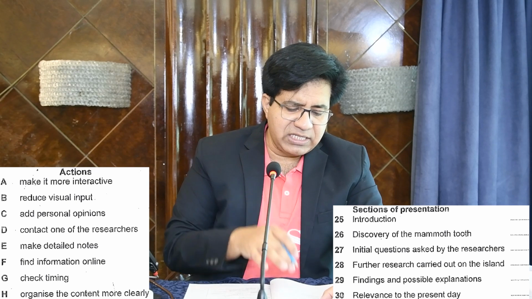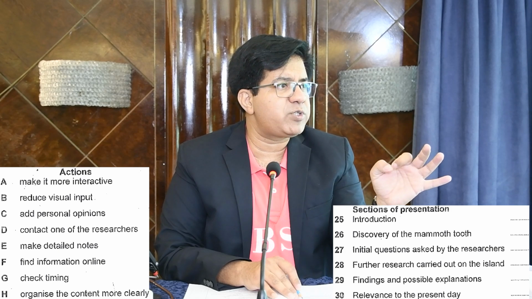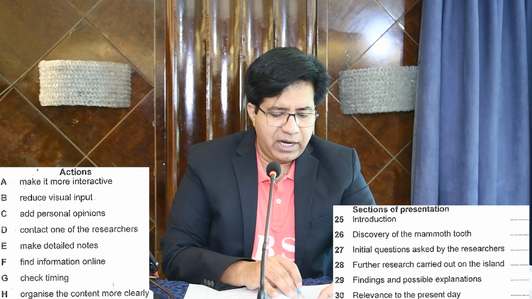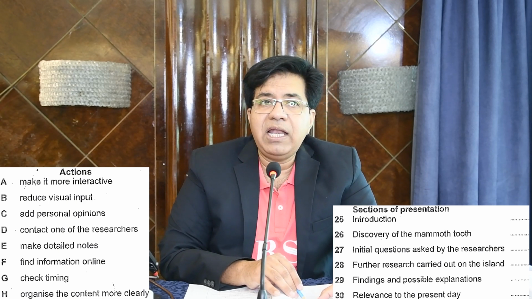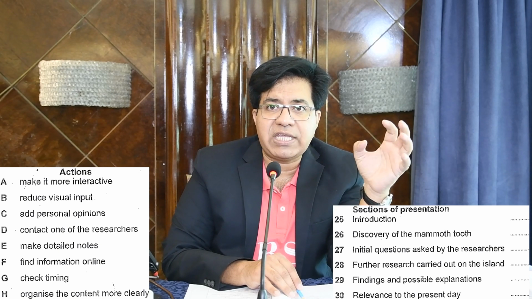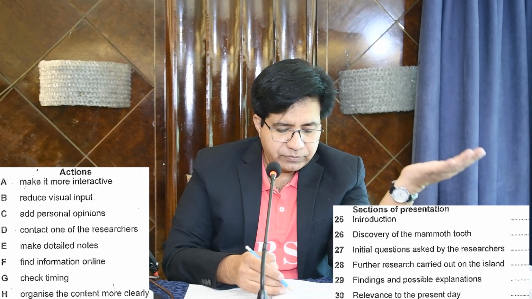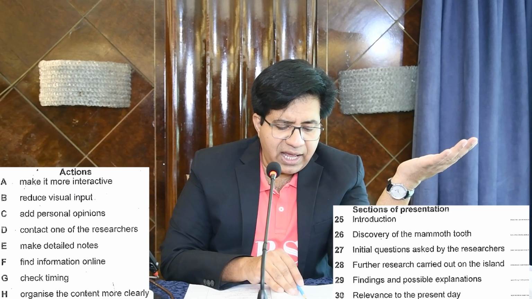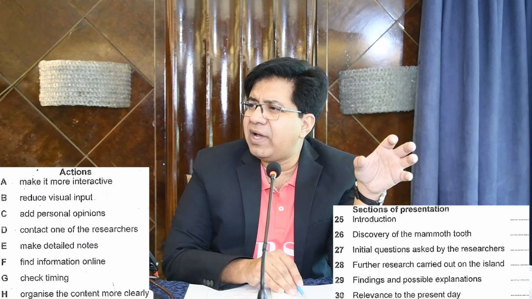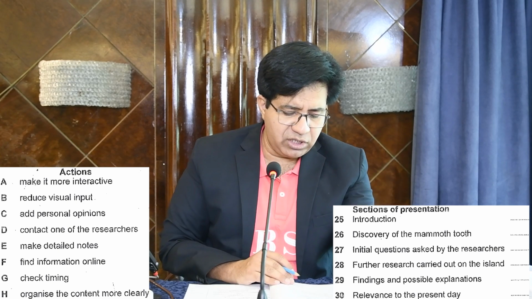Option F, find information online. Very simple. Whenever they use the word online, they will say, I will check it on the website. There is a web source. There is an online thing and I will check it there and all that. Option G, check timing. Now check timing means how long it is. For example, if they're delivering a presentation, they'll say, I want to see how long the presentation will take. How long will it take means check timing. Okay. Next, organize content more clearly. Organization. If they say at the moment it's all jumbled up, so we need to organize things properly. So it's going to be organization of the presentation.